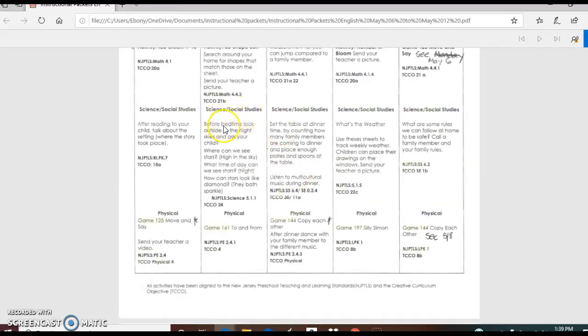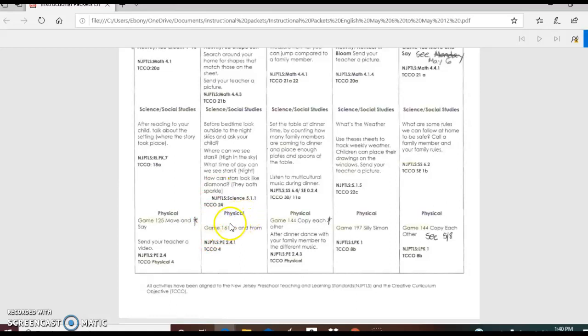And for science and social studies, before bedtime, look outside to the night skies and ask your child, where can we see stars? What time of day can we see stars? How can stars look like diamonds? So these are the 3 questions you are asked. You could record their response on a piece of paper and send it to me. That would be fine. Or if you download the Teaching Strategy Family Portal, you could write their answers on that if that's easier.